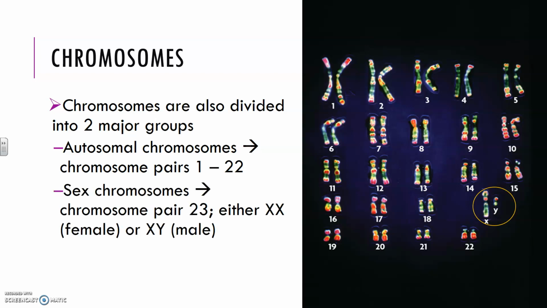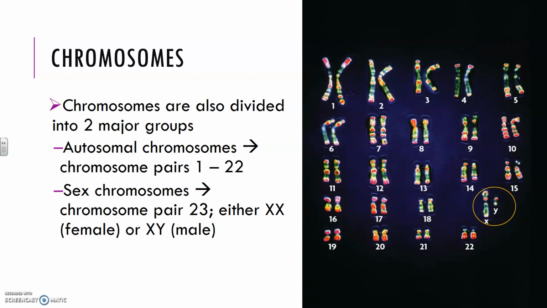Then you also have your sex chromosomes. This is the 23rd pair. In general, this pair is either going to be XX for female or XY for male. There are some conditions that have extra X's or extra Y's. We'll talk about those later. These are the chromosomes that produce your hormone levels. The Y chromosome relates to male hormones, and the X chromosome relates to female. The Y chromosome is designed to sometimes override the X chromosome.